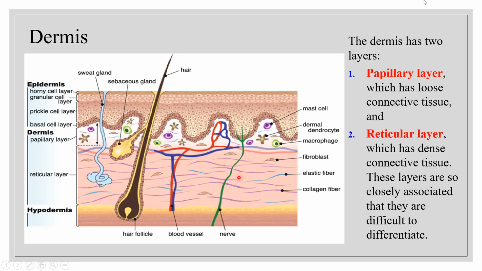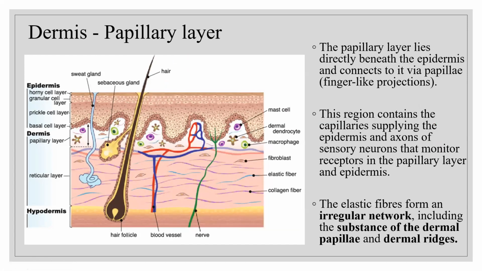And then you have the reticular layer here. It's more dense connective tissue. These layers are so closely associated that they are difficult to differentiate. Right? The papillary layer first.